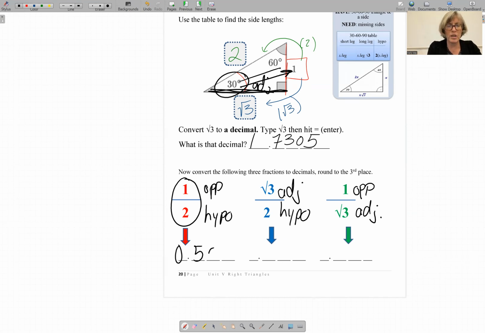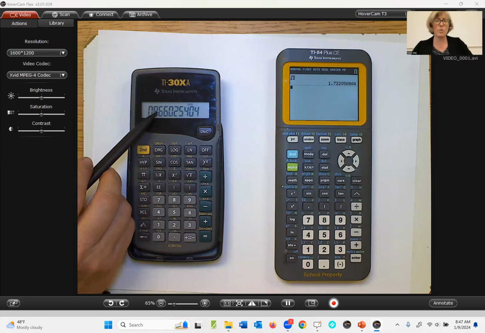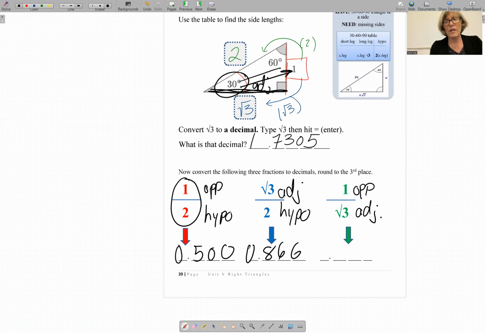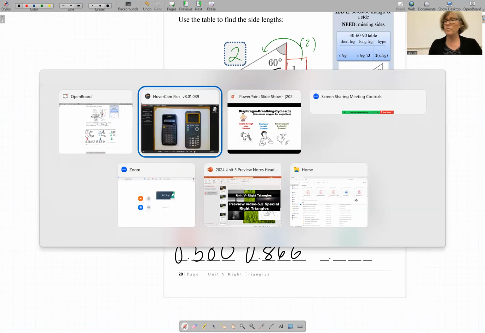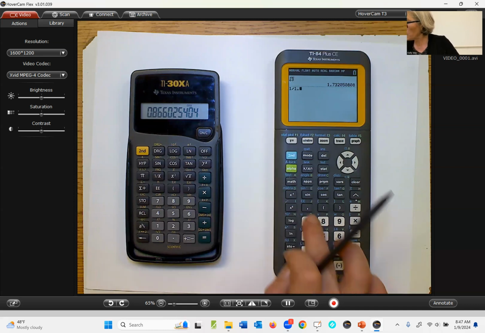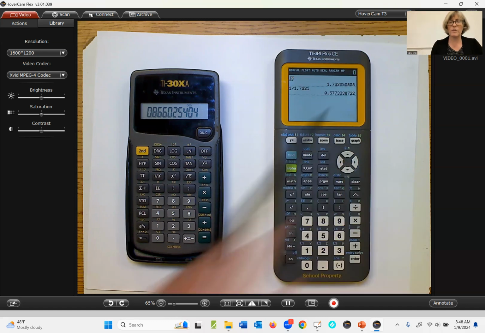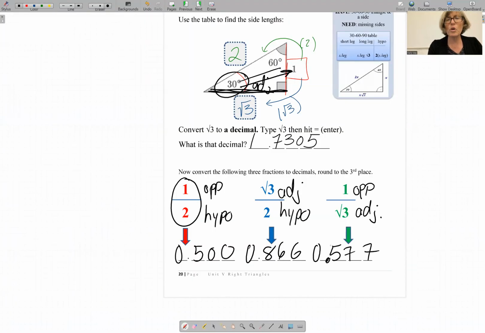Obviously, 1/2, the decimal is simply this. Root 3 over 2, so that's 1.7305, and we're going to divide by 2. And write that down, and that's 0.8660. And this one, we're doing 1 divided by that decimal. So I'm doing 1 divided by 1.7321 technically. And we're going to do 0.577. Okay, so these are the decimal expressions of the special right triangles. This particular lesson is going to be using decimal versions of everything.